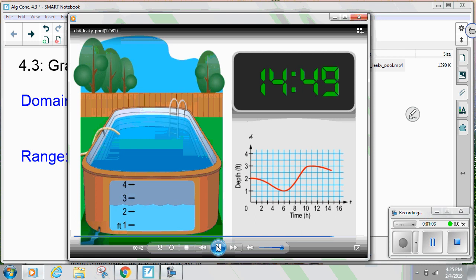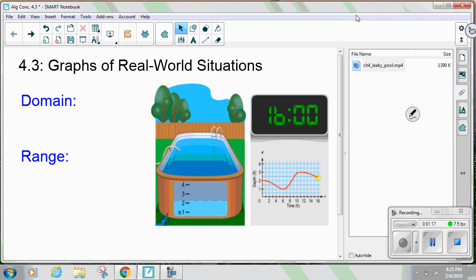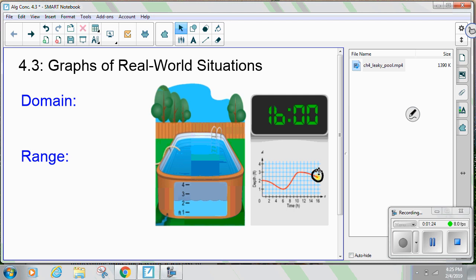So you notice in the lower right-hand corner of the pool, you see a leak. Right? So the pool is leaking. And at 16 hours, I'll show you a picture of that graph here. So at 16 hours, right here, the depth of the pool is right about here, so at about 2.5 feet. So you have this slow leak, maybe not so slow. We have this leak in the pool.